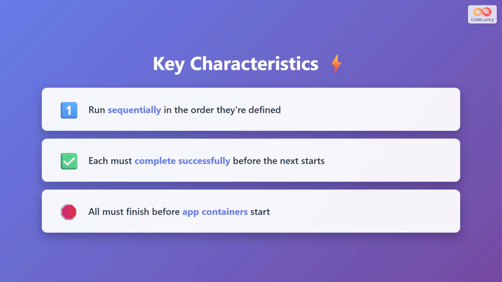Init containers have three key characteristics that make them unique. First, they run sequentially in the order they're defined in your pod specification. Second, each init container must complete successfully before the next one starts. And third, all init containers must finish their work before any app containers can start running.